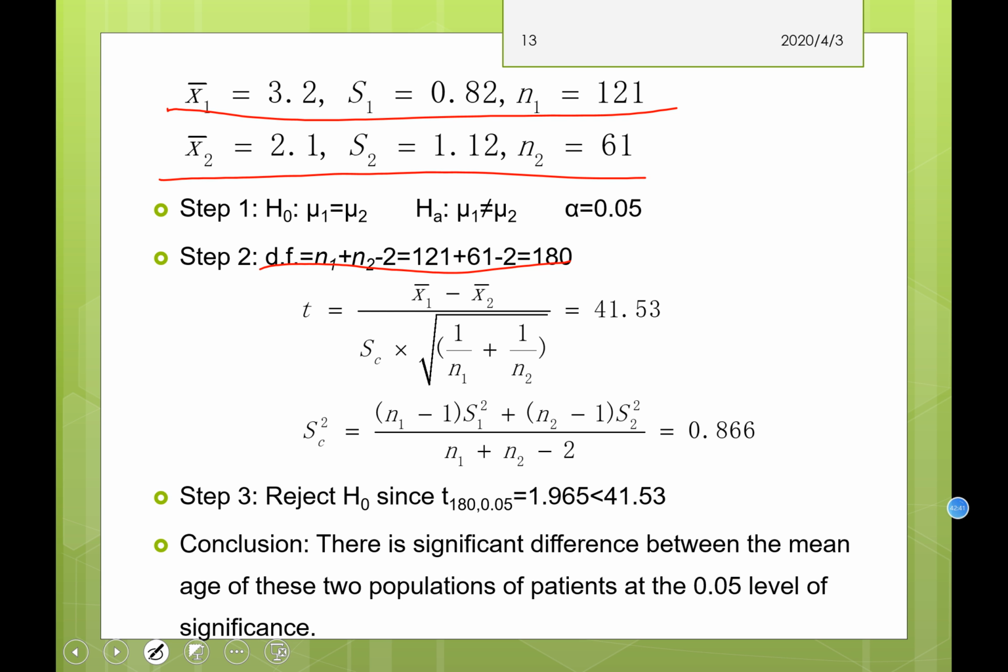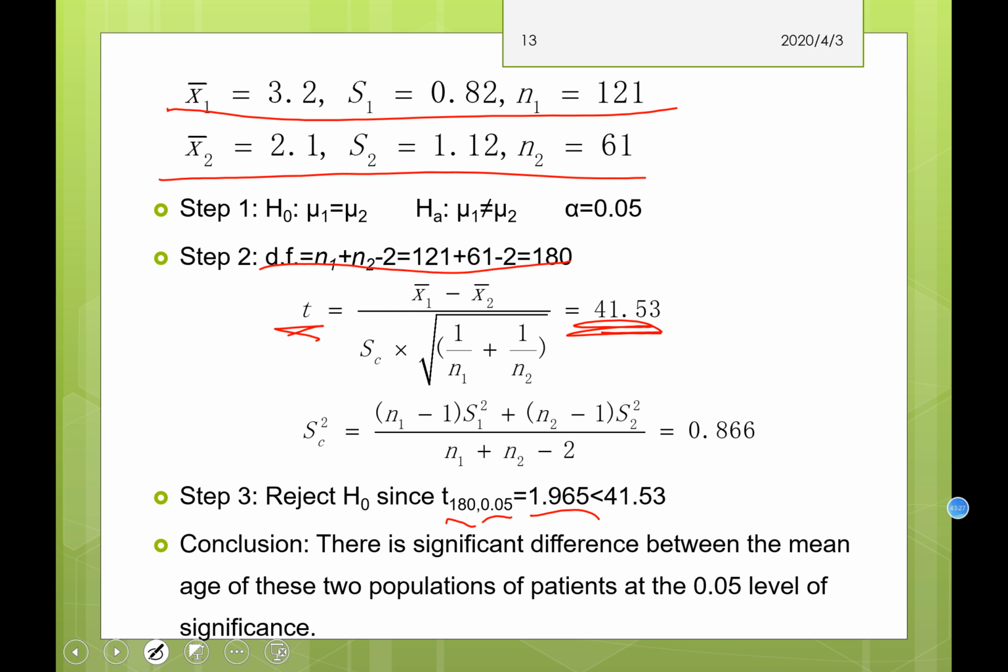And next one is to figure out the T. And I have mentioned that the formula is too difficult to figure out, so you do need to remember the formula. So here, let's just read this number. The T value equals 41, and we check the standard T value from table A2 with nu equals to 180 and two-sided alpha equals to 0.05. We find that the T is 1.965.